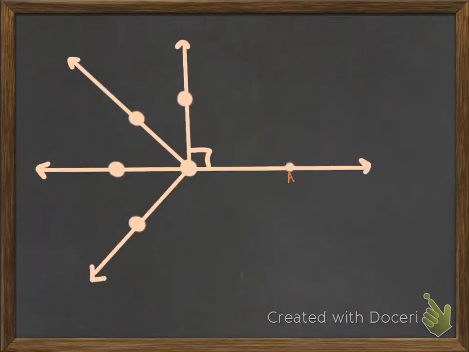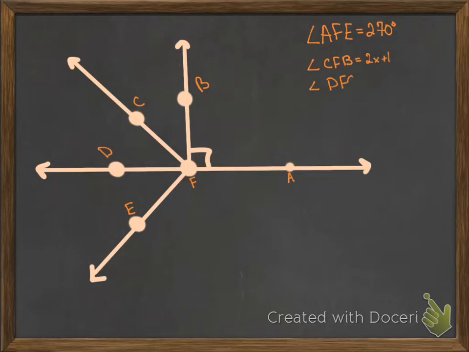So for this one, let's look at a more complex example. So you have vertices A, B, C, D, E, all with a vertex of point F. I'm going to give you a lot of information. I'm going to tell you angle AFE is 270 degrees, angle CFB is 2x plus 1, angle DFC is x minus 1, and angle DFE is equal to 3x. And I want to know two things. I want to know angle AFE and what the variable x is equal to in this scenario.